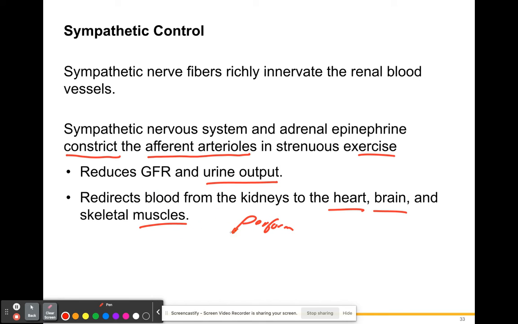And your body wants you to be able to do that performing as best as possible. So it's going to redirect the blood from the kidneys to other places that need that blood. Why? Because what's in that blood? Oxygen's in that blood. Oxygen gives you ATP, which is energy, and that energy should help you perform better, right? But that is going to reduce the rate of filtration in the glomerulus, and that is going to decrease the amount of urine that you are producing at that moment, right? So you're not going to produce a lot of urine while you're doing some type of strenuous activity.